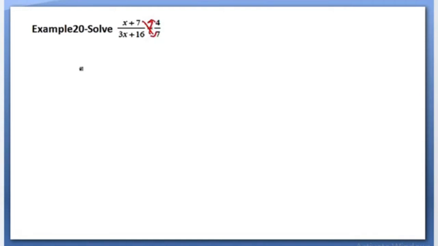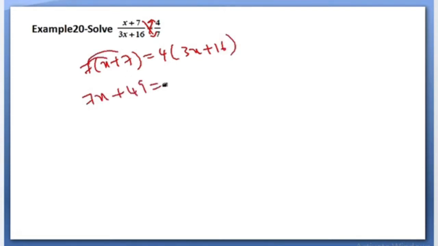You should multiply 7 with x plus 7, and on the right side we have 4 into (3x plus 16). Then 7 into x, we have 7 times x, plus 7 times 7, that is 49, which is equal to 4 times 3 is 12x, plus 4 times 16, that is 64.